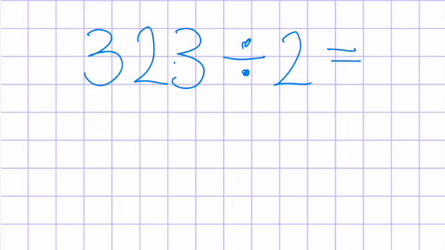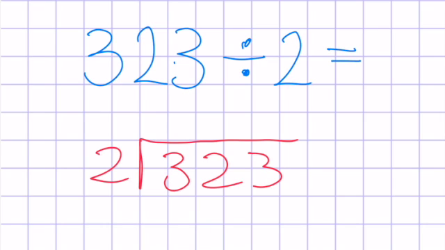So if we look at 323, we're going to divide that by 2 now. Hopefully you will have realised that because we are dividing by 2, 323 is an odd number. It ends with 3. So we are not going to get a whole number answer. There's going to be a remainder. And in this case, we're going to carry on dividing and give our answer as a decimal. So let's do the bus stop method as usual.